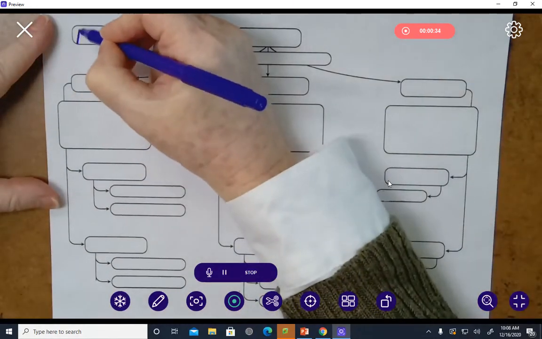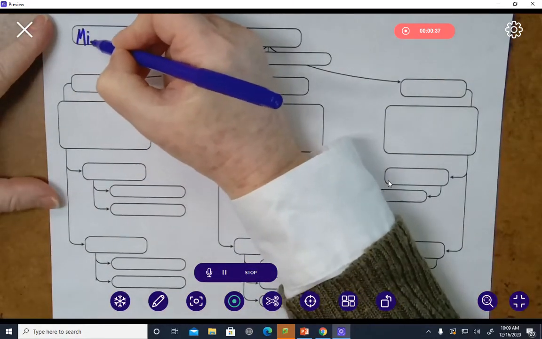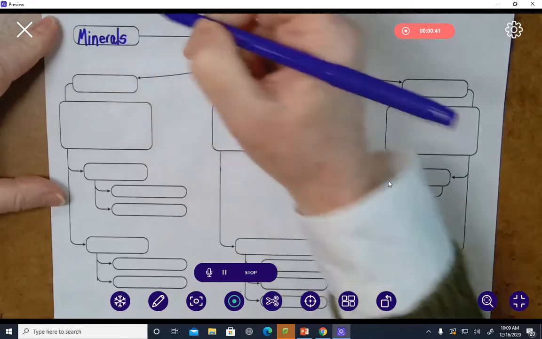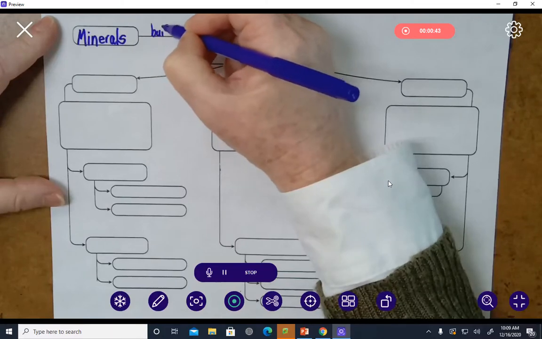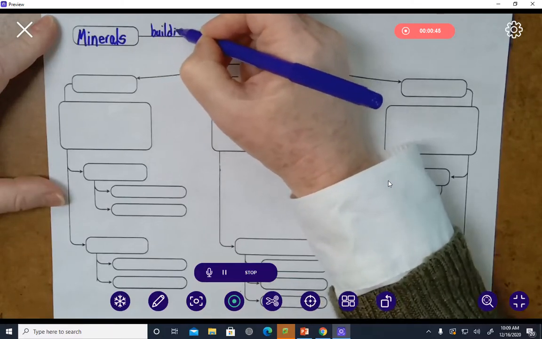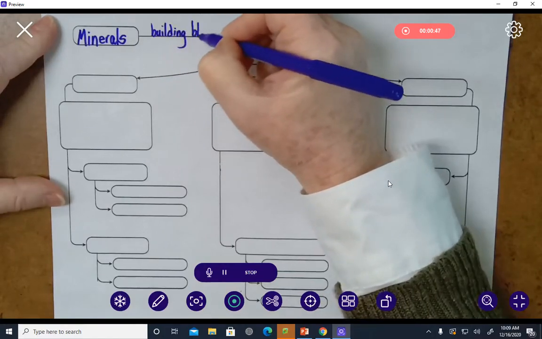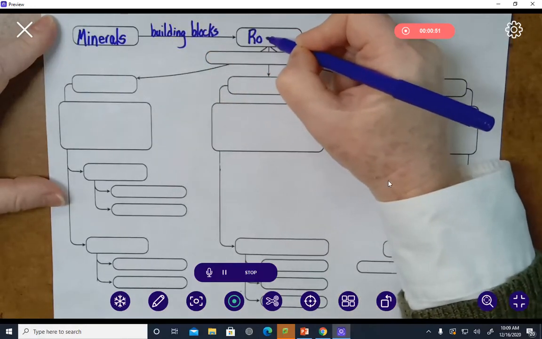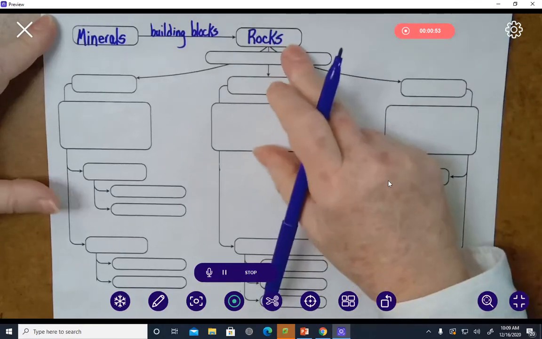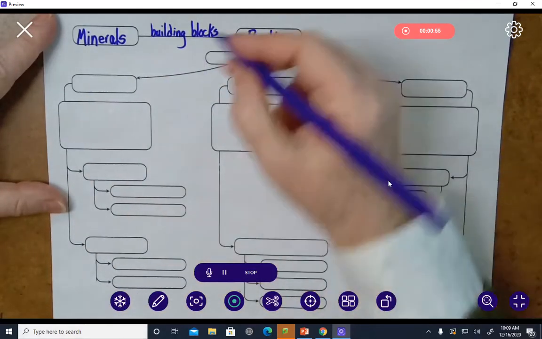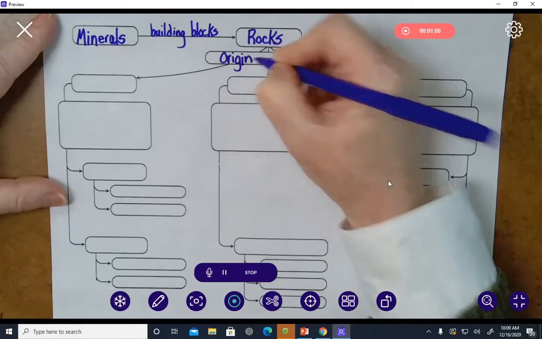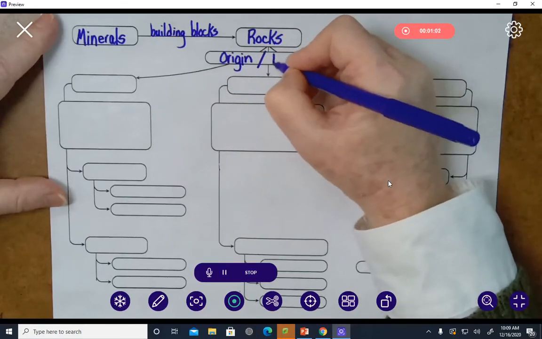Okay, right here we started our section on geology, studying about minerals. And remember, they were the building blocks of rocks. And that's what we studied in chapter 3. And rocks are classified by their origin, or how they form.